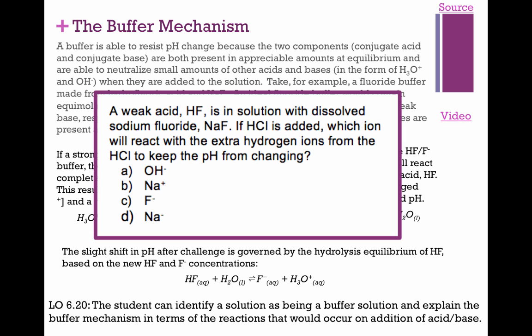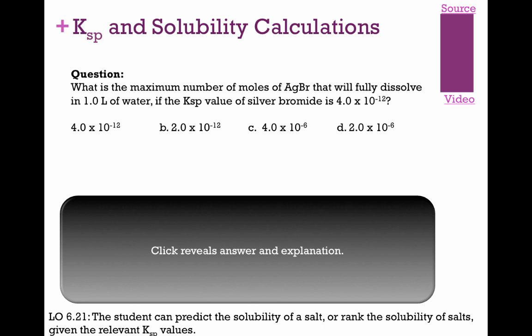F minus, right, the conjugate base. So because we're adding a limited amount of strong acid, the basic part of the buffer reacts with the acid. Neutralization is always acid plus base. Right? Neutralization always has to be an acid plus a base.